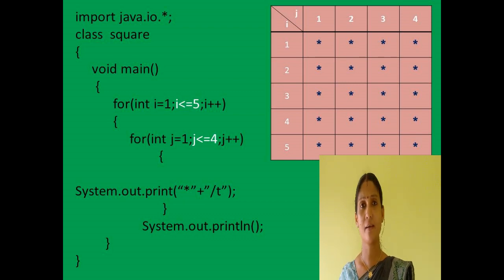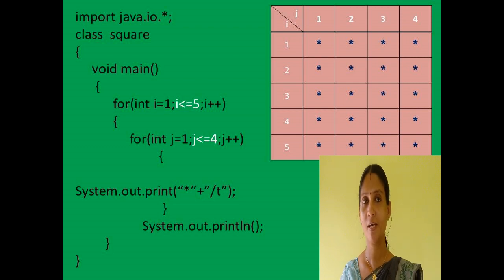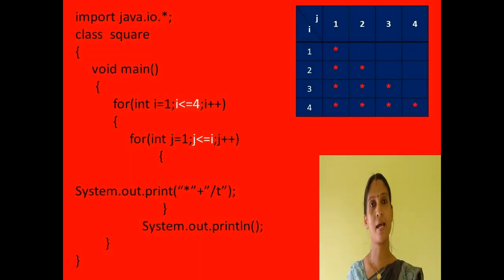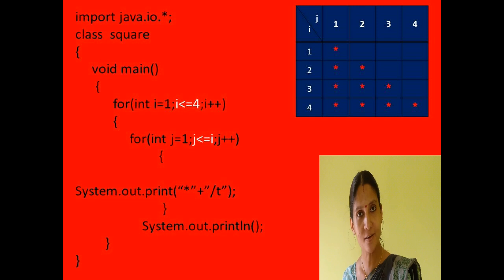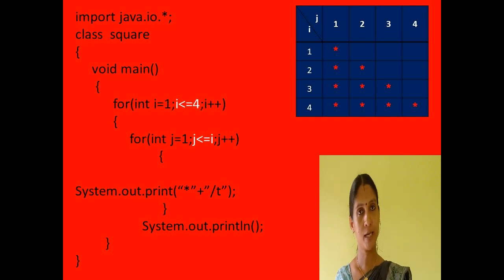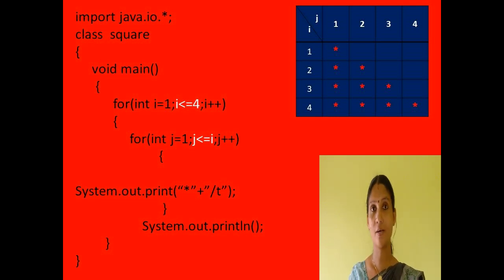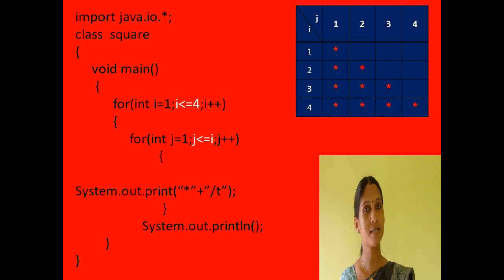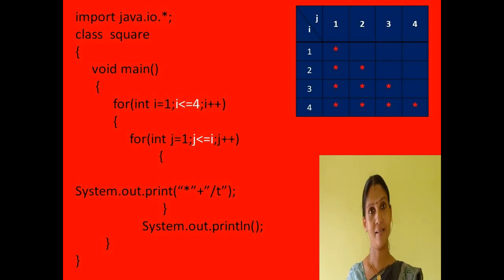Then if you want a triangle shape, how can you give it? In the first row, just look at the triangle. In the first row, we have only one element. That means the limit is equivalent to the row. In the second row, we have 2 elements. In the third row, we have 3 elements. Like this way it will go. Then for the first loop, I write i is equal to 1, i less than or equal to n, i plus plus. The second loop, I will give like this: for j is equal to 1, j less than or equal to i. That means equivalent to the row number, j plus plus.